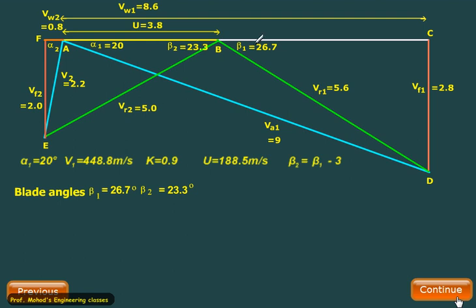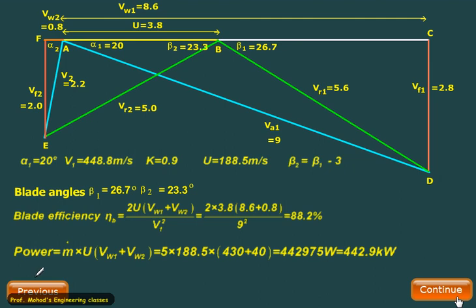Using these standard values, we get beta 1 equal to 26.7 and beta 2 equal to 23.3 degrees, that is the blade inlet and blade outlet angles. As far as blade efficiency is concerned, blade efficiency equals 2 times U times Vw1 plus Vw2, divided by V1 square. Taking all distances in cm, U is 3.8, Vw1 is 8.6, and the other value is 0.8, acting in the opposite side, which is why the sign is plus, and V1 is 9 square. If you do this computation, we get blade efficiency equal to 88.2.